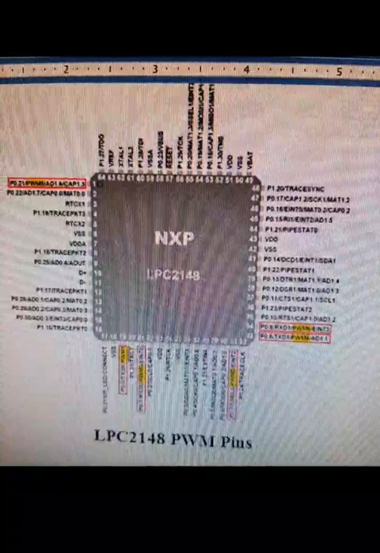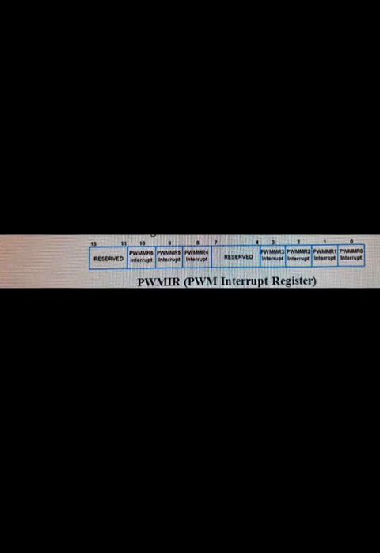The first register is the PWM interrupt register. This is a 16-bit register. It has 7 interrupt bits corresponding to the 7 PWM match registers. If an interrupt is generated, then the corresponding bit in this register becomes high. Otherwise this bit will be low. Writing a 1 to a bit in this register clears the interrupt, and writing 0 has no effect.